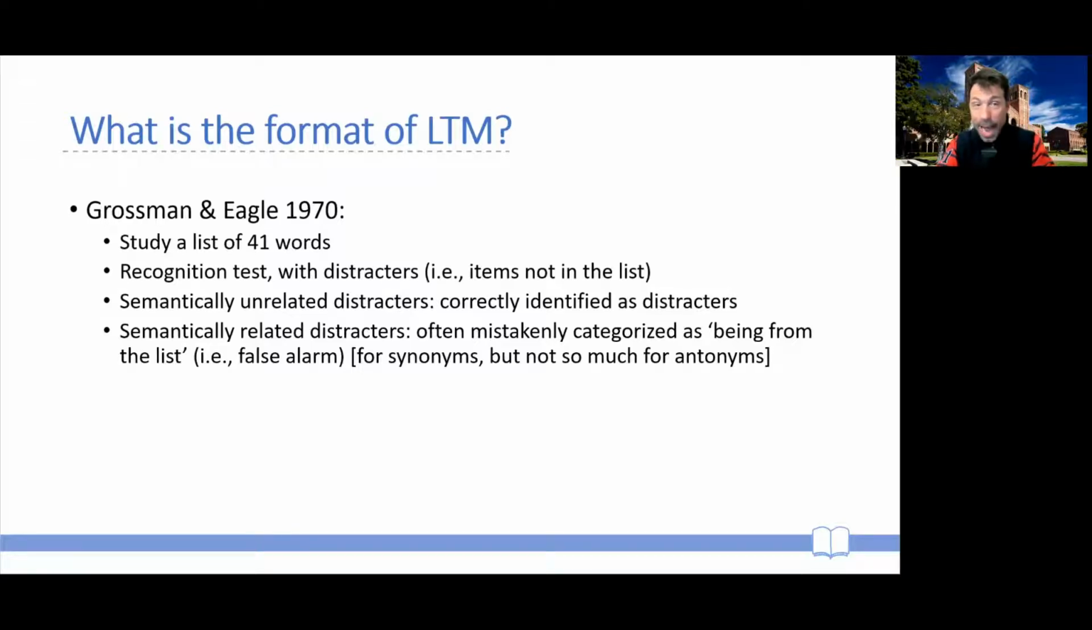Conversely, and this is the interesting aspect, when they were shown semantically related distractors, again, words that were not in the list, but that were semantically related to words in the list, then participants often mistook them as being on the list, meaning they committed so-called false alarms. What is interesting is that they did so much more for synonyms than antonyms, and much more, again, for synonyms than words that were just generally associated with the words from the list.